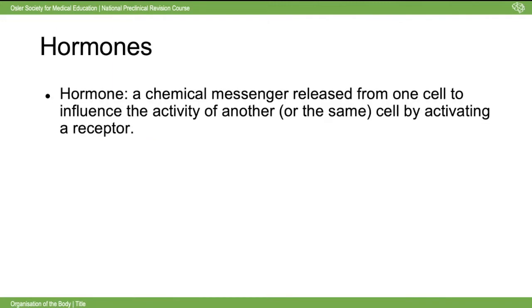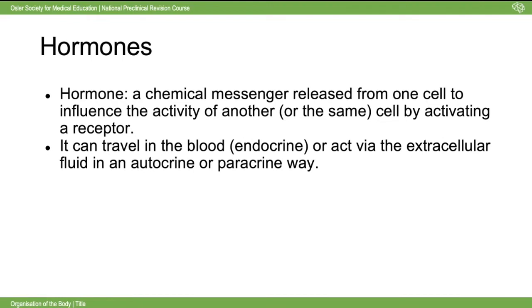So what is a hormone? A hormone is a chemical messenger released from one cell to influence the activity of another cell or the same cell by activating a receptor. And hormones can travel in the blood, in which case they're endocrine, or they can be released into the extracellular fluid, and they can act in an autocrine or a paracrine way.